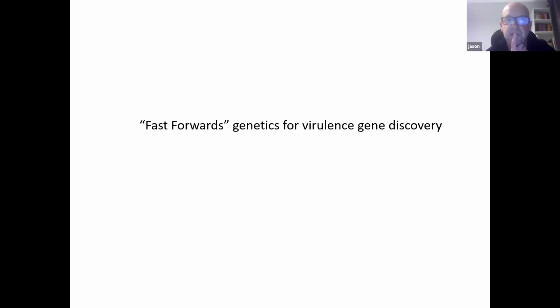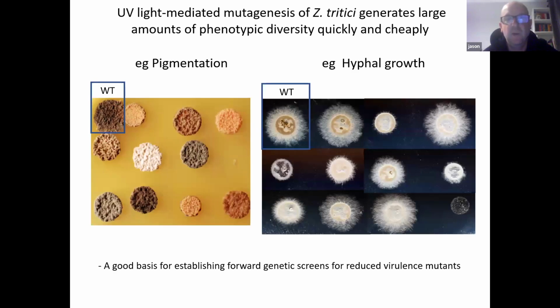Okay, now we're going to move on to the next little mini topic, which is a fast-forward genetic screen that we've been running for virulence gene discovery, and I'll try and tell you why I think it's fast-forward initially. So one of the very simple and easy ways we can generate large collections of mutants in Zymoseptoria tritici is to zap them by UV light in a transilluminator, if you like. And this generates a lot of phenotypic diversity quickly and cheaply without any antibiotics, etc.